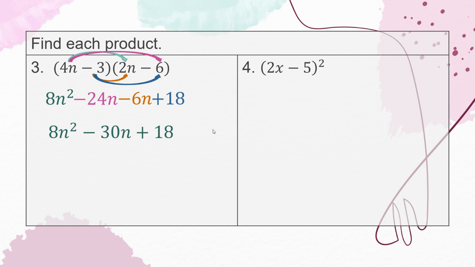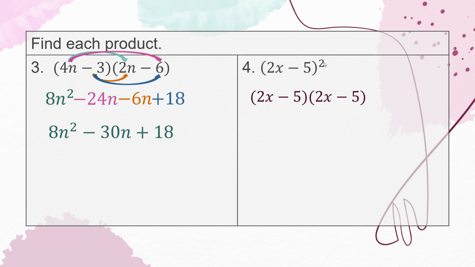Number 4, it will be tempting to distribute that square power, but we cannot do that. So it's all of this binomial times itself. Squaring something means multiplying it by itself. So we want to write it out in the expanded form, 2x minus 5 times 2x minus 5.